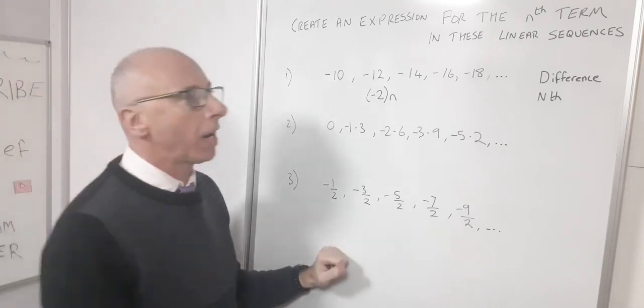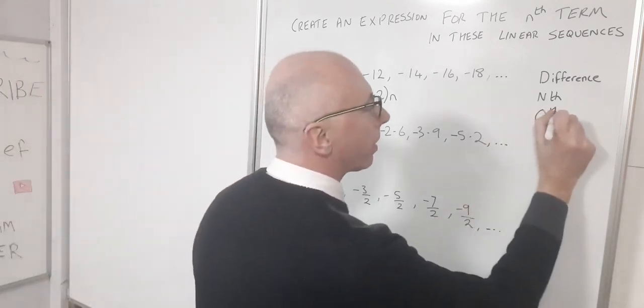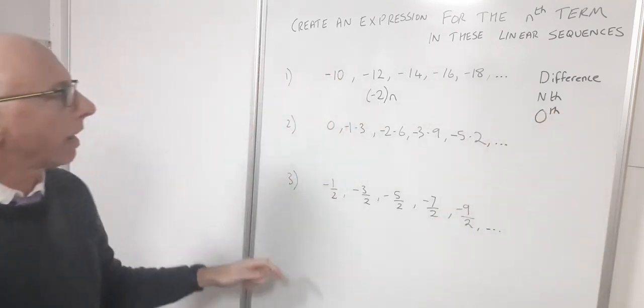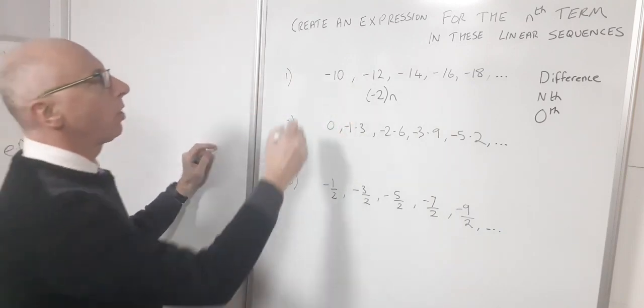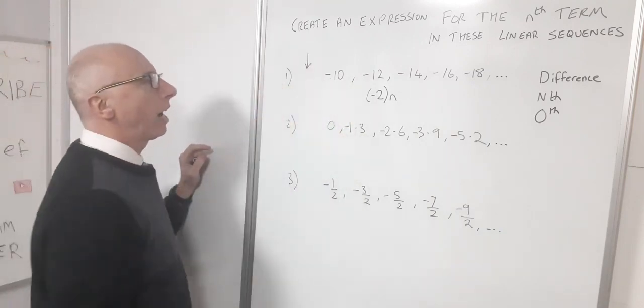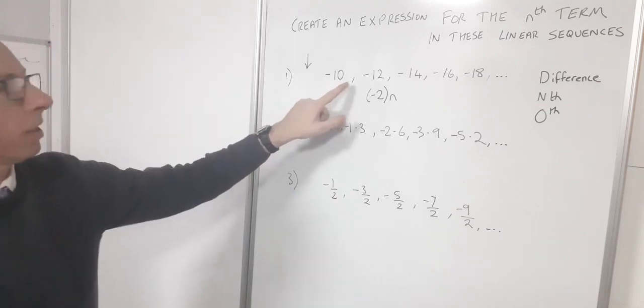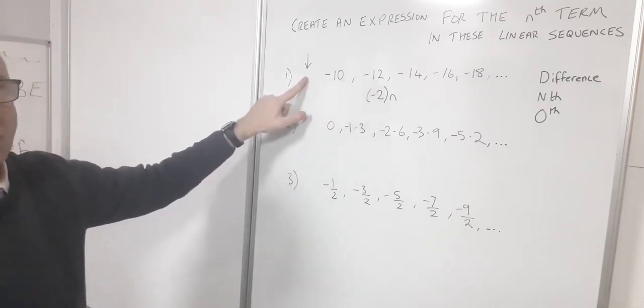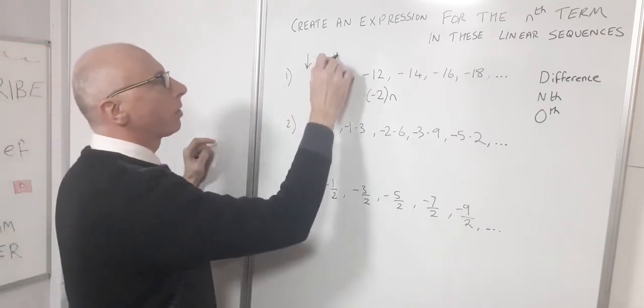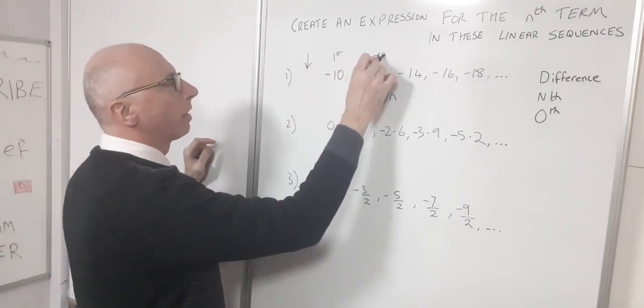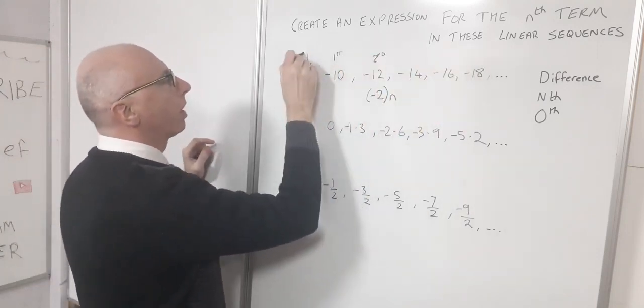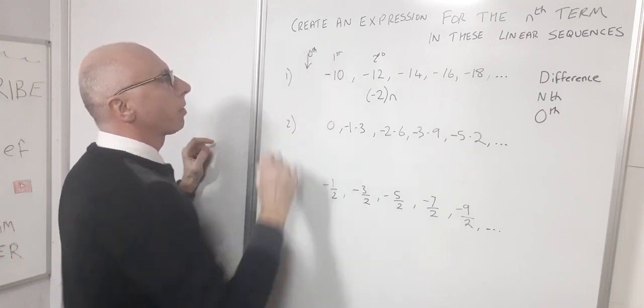And then the third and final part is I need to find the 0th term. Now the 0th term, what I'm looking for is a number that I will put here, because this is my first, this is my second, this will be my 0th. So I'll just write that above for you there. Same here with third, fourth, fifth. This one here would be 0th.